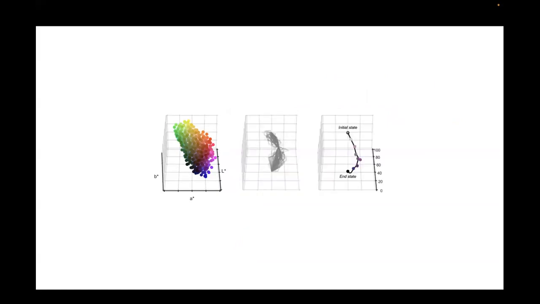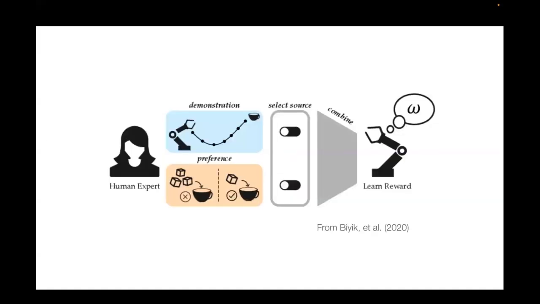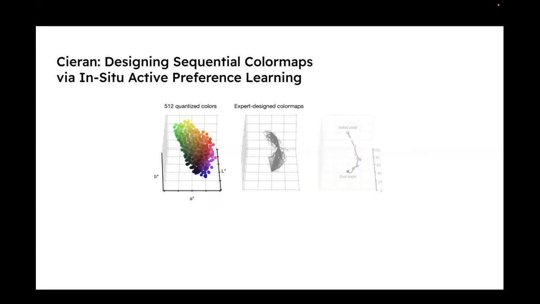The idea behind our tool, Cieran, is that if the color space is just a 3-dimensional space and color maps are trajectories across that space, then is there a way to generate new color maps the same way that we might teach a robot how to explore its environment? One proven and effective way for a human to easily teach a robot how to move is through inverse reinforcement learning, where the human can give a robot agent both demonstrations and feedback about how to act in the environment.